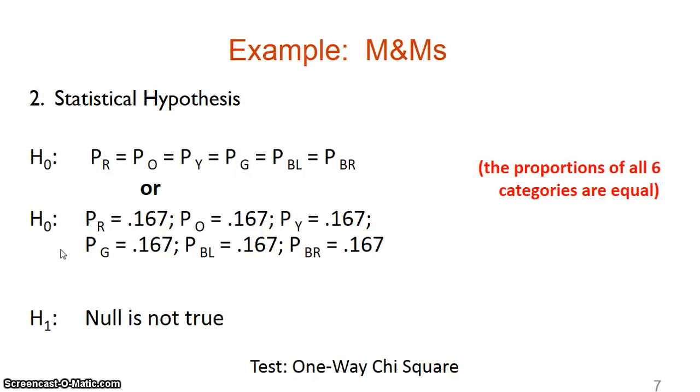When writing our statistical hypotheses, we are looking at the proportions of each color. Thus, we use p, which does not represent the p-value. The null hypothesis is that all the proportions are equal. We can write this in one of two ways, as shown on the slide. In the alternative hypothesis, we are trying to prove that the proportions are not all equal, which is written as the null is not true.